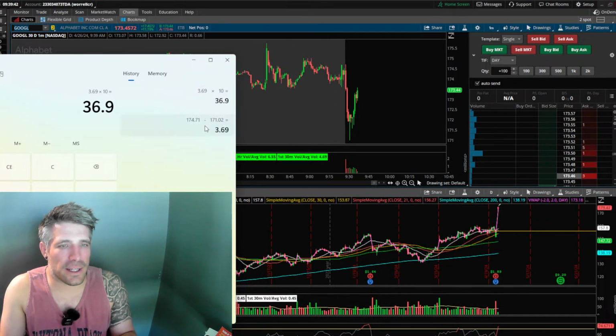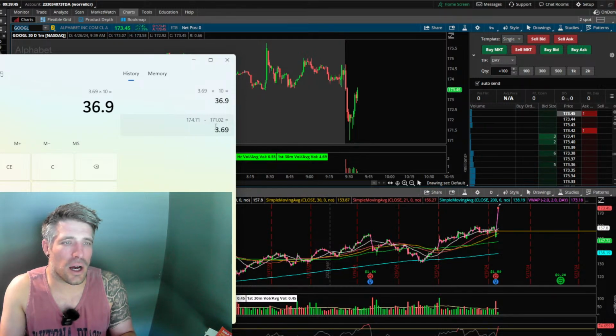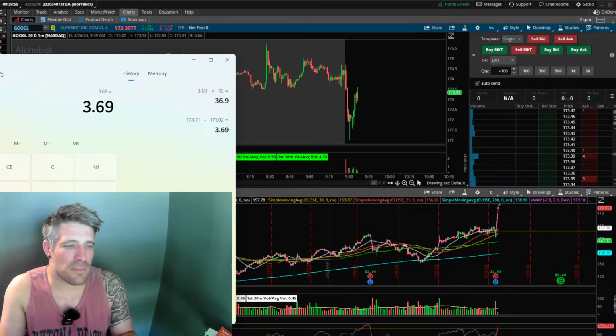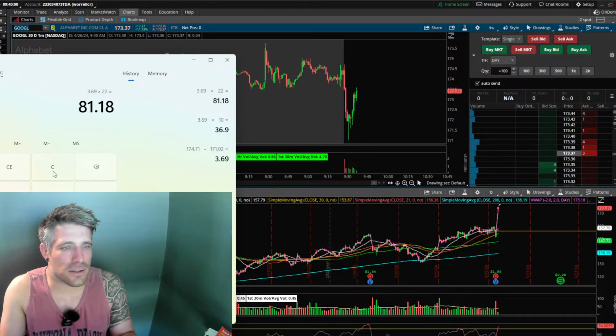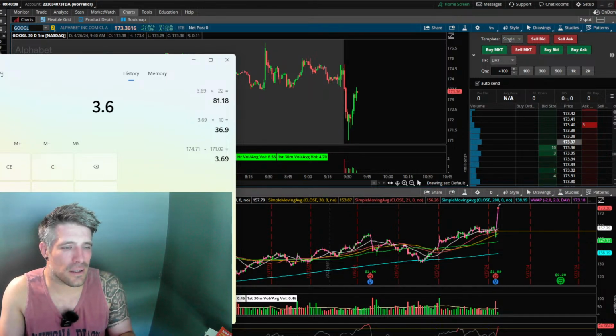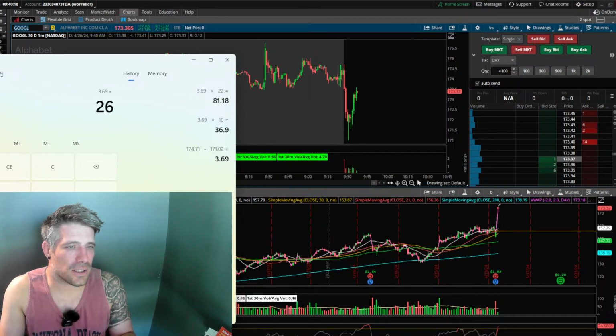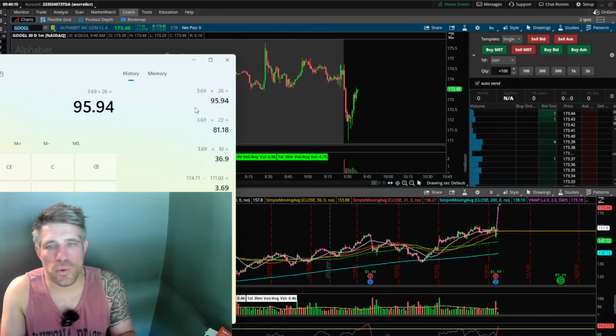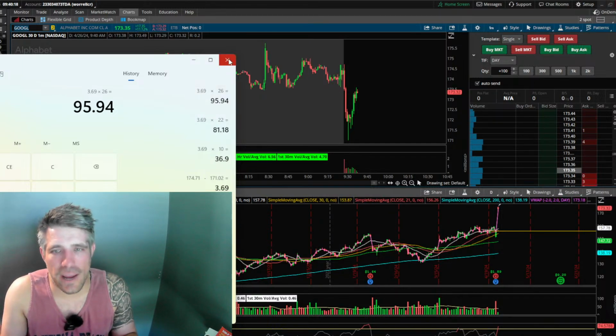So if we wanted, let's go ahead and do, 174 minus 171 is 3.69. Let's multiply that by 22, and that gives you $81. And so that's pretty decent risk, right? Let's do 3.69 times 26. There you go. So we can get about 28 shares, and that'll be a risk of $100.